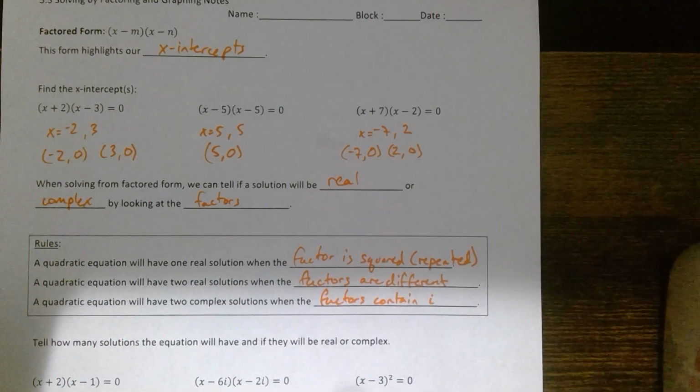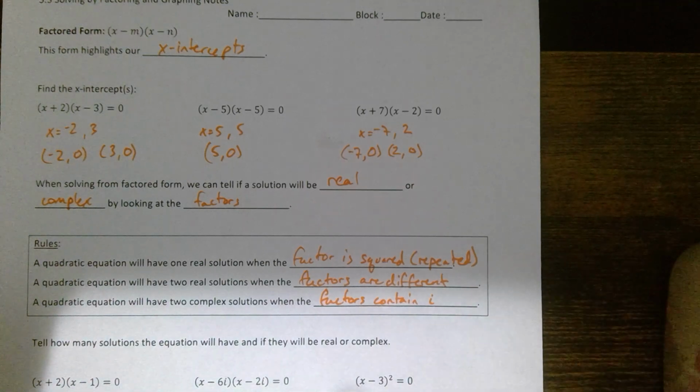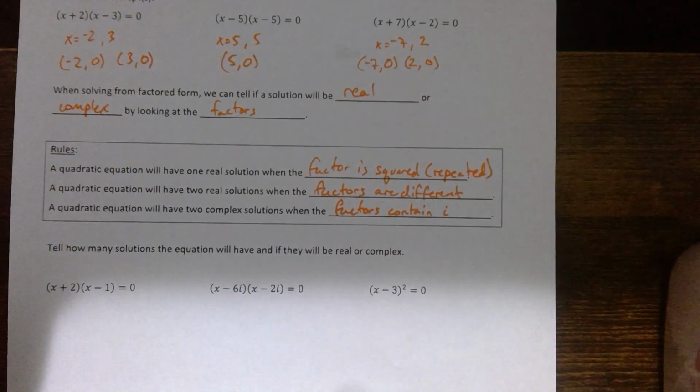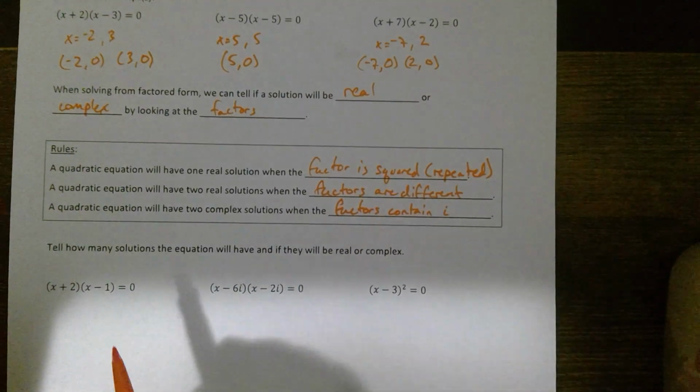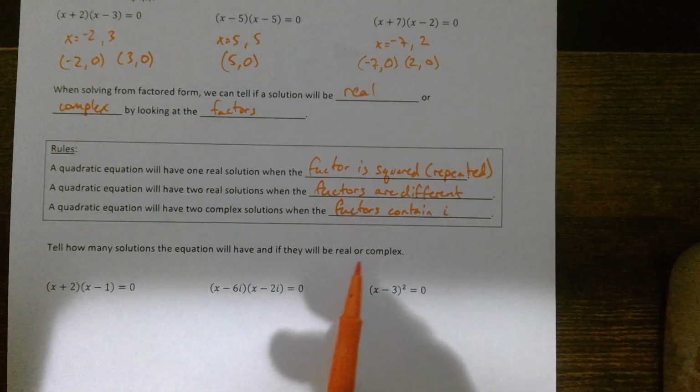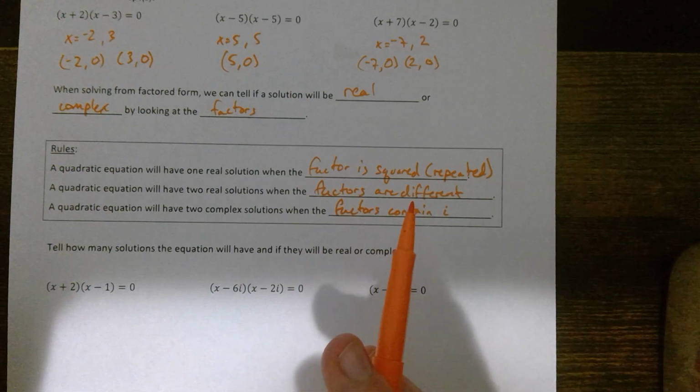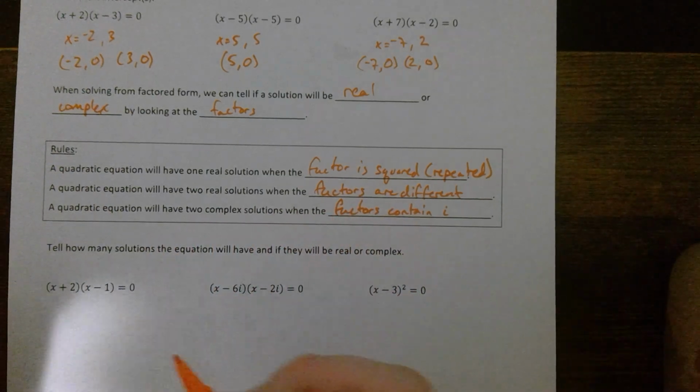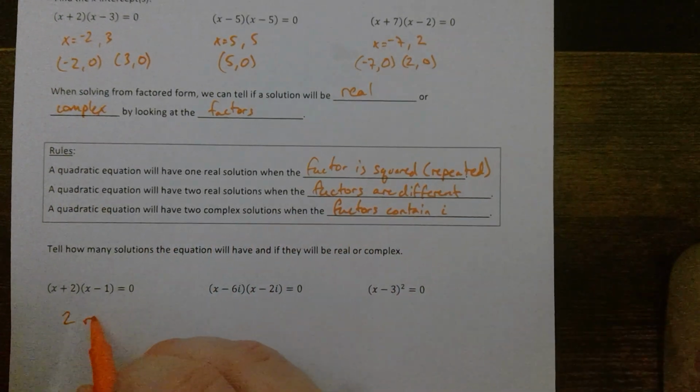All right, so we're going to take a look at a few examples here of how many solutions. So if we're looking here, we have x plus 2 times x minus 1. Those are factors. They do not have i in them, and they are different. So we're going to have two real solutions.